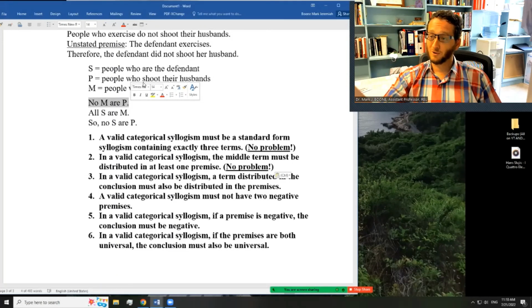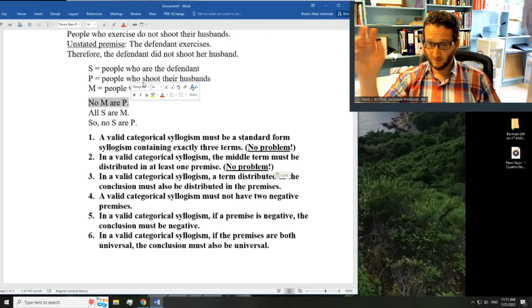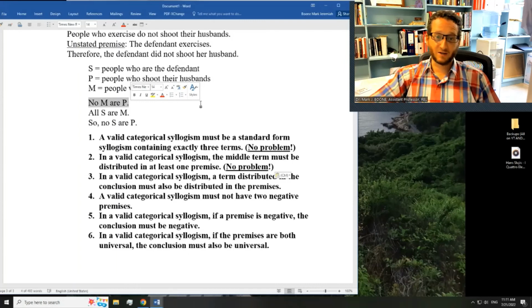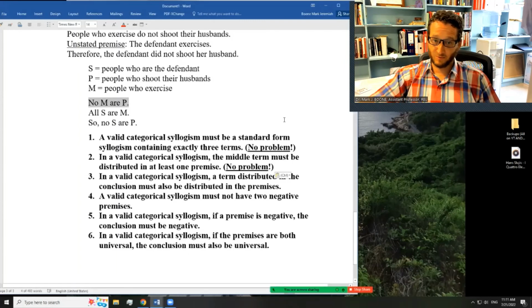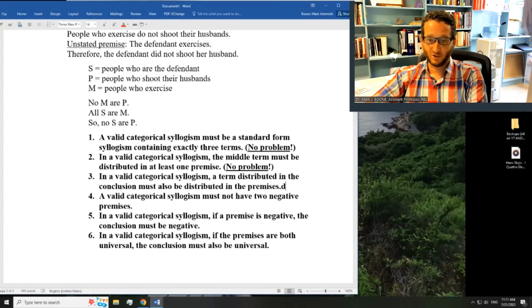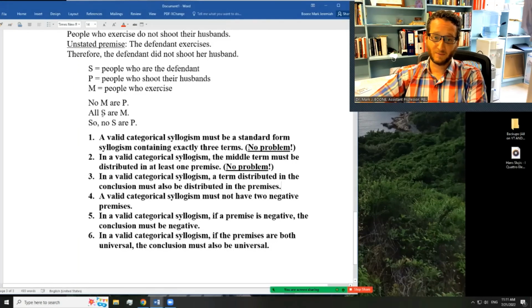A term is distributed, you recall, when a statement makes some claim about everything denoted by the term. So when we say no people who exercise are people who shoot their husbands, we're making a claim about all people who exercise, or making claims about all people who shoot their husbands, namely that they're never the same people. So both terms are distributed. That's how an E proposition works. It distributes both terms. So in a valid categorical syllogism, third rule, a term distributed in the conclusion must also be distributed in the premises.